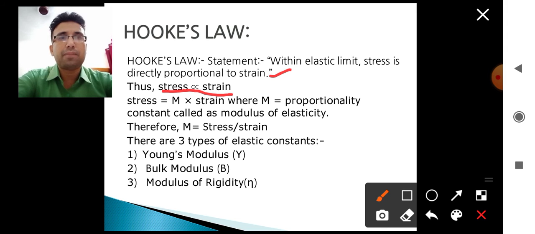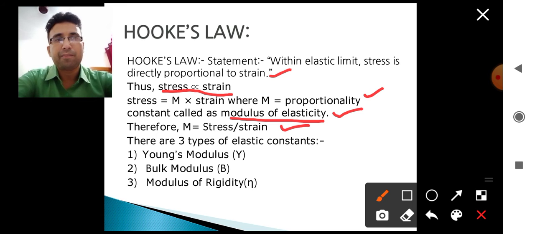Now this proportionality sign is replaced by a constant, which is known as the proportionality constant. Here M is the proportionality constant, and this M is also known as the modulus of elasticity. From the above equation, therefore, M is equal to stress upon strain.